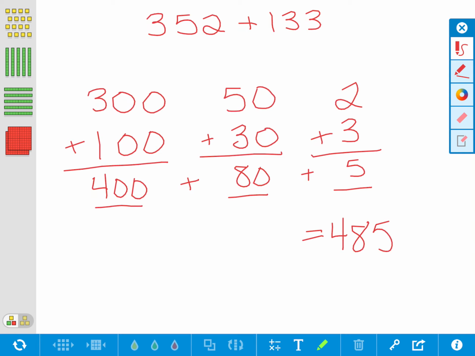I'd like you to try and use this strategy when you're adding for numbers 3 and 4 on page 208. I know it might be a little tricky, but I think you guys are up for it. So good luck and have fun with it.